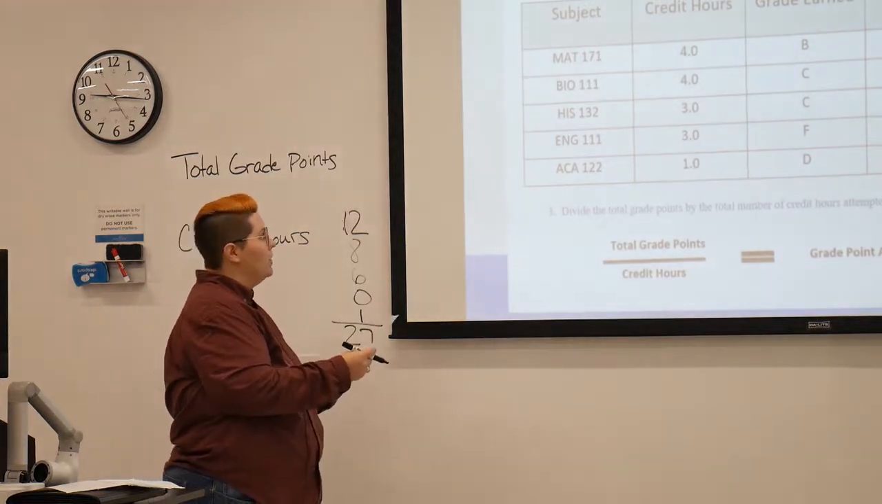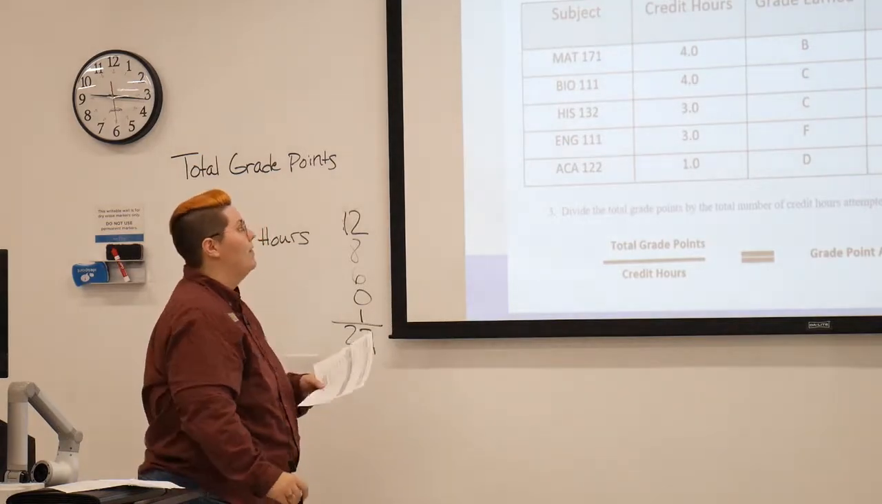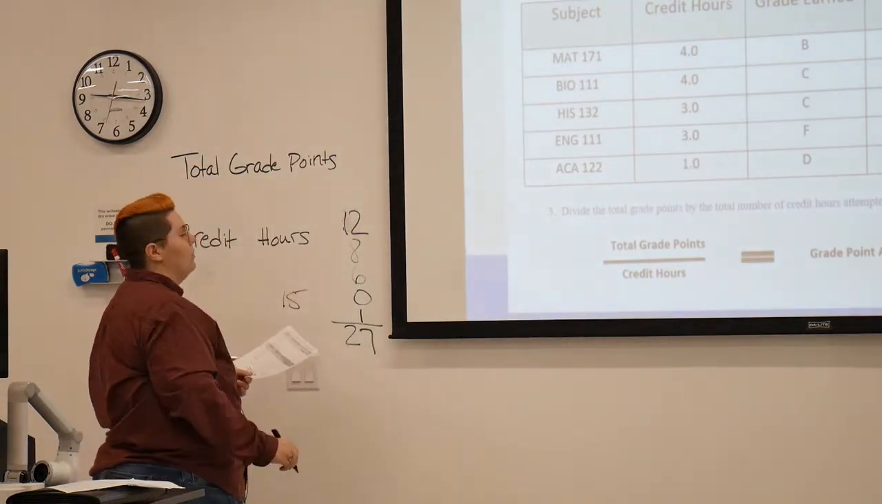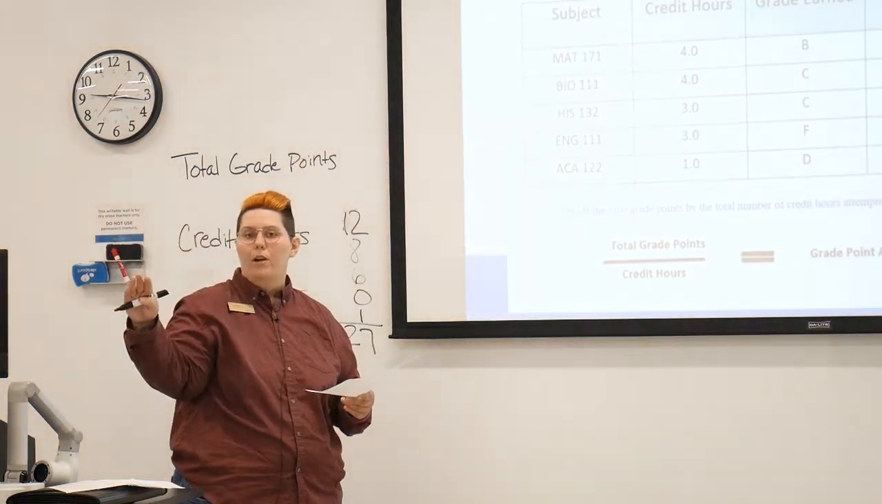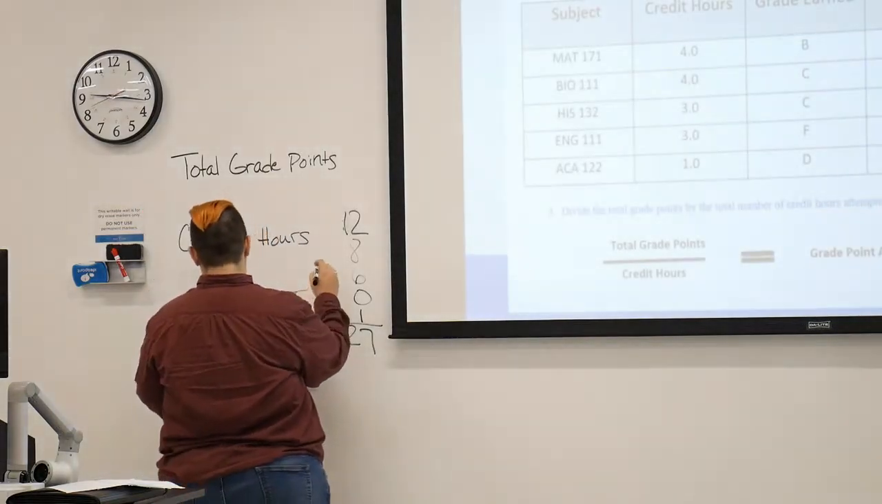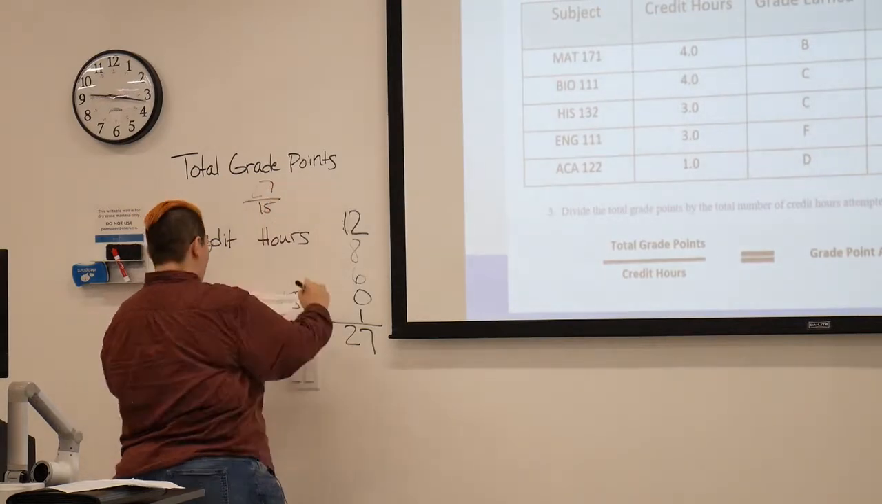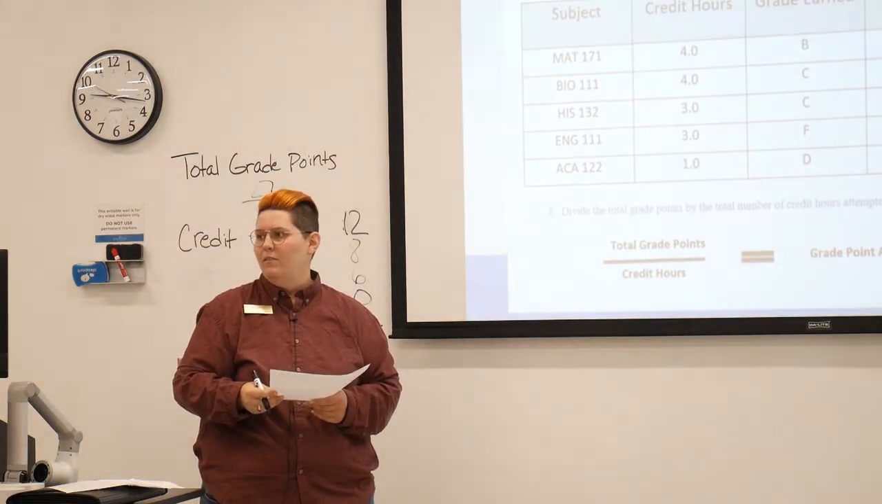And then we're also going to take the amount of credit hours and add those up, that gives us 15. So now to calculate and find that GPA, we're going to take the total amount of grade points and divide it by the total credit hours. So that is going to be 27 divided by 15. Did anyone in here get the answer and would like to volunteer it?